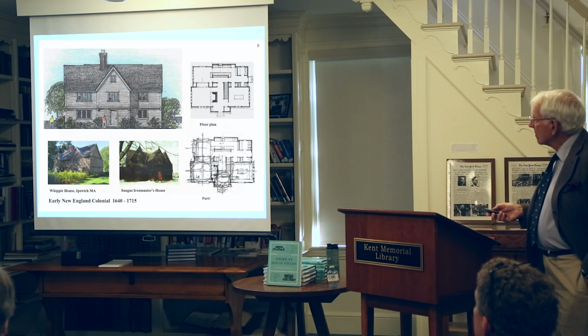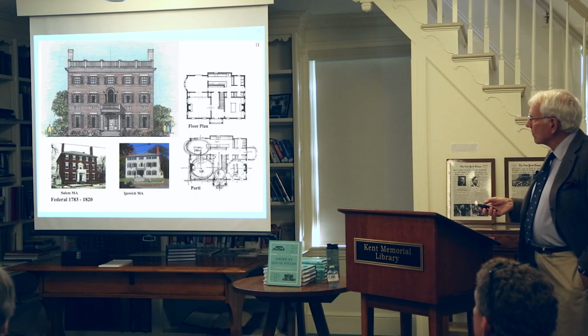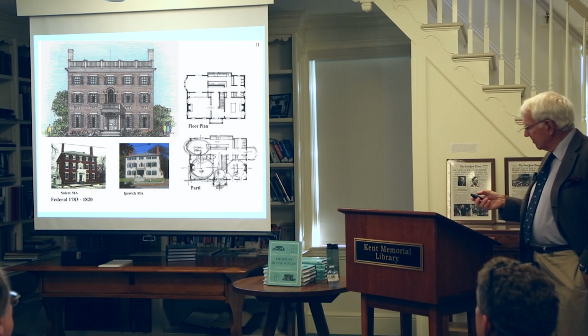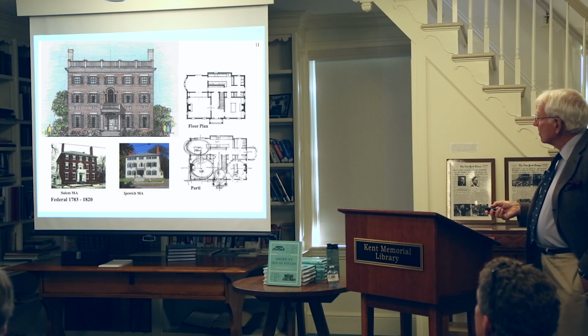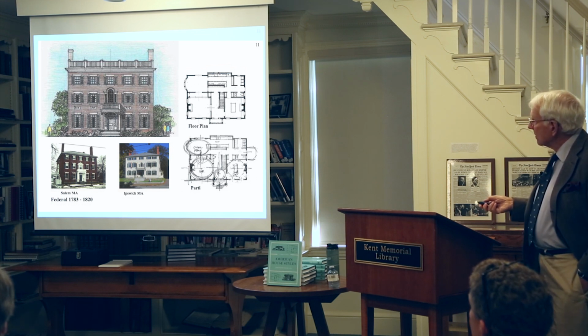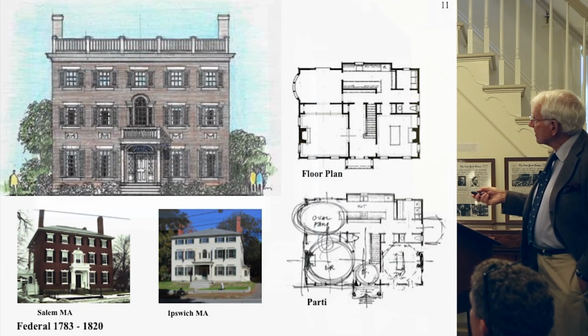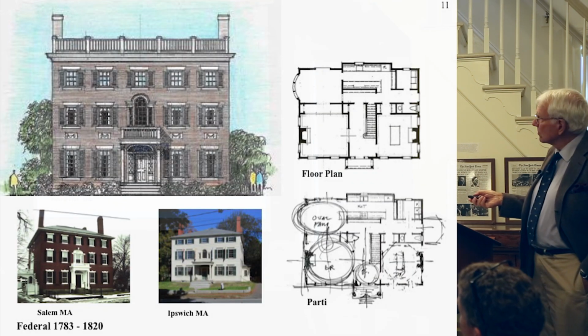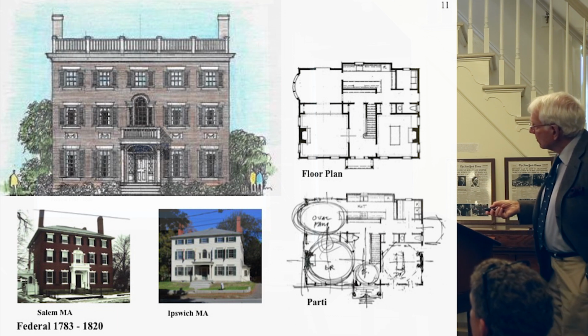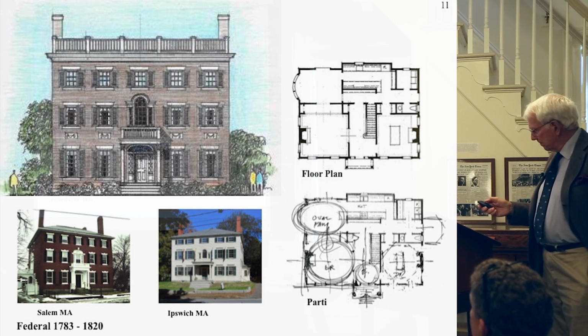And I thought, well, let's see. It's a jump to go from early New England to federal, but here we are. This part stays the same, and I just developed it. That's again the colored illustration from the original book, original plate, and here are 2 examples, both outside of Boston.